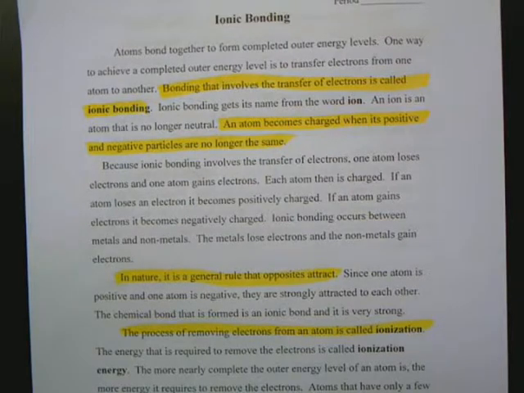You need to know that atoms become charged when the positive and negative particles are no longer the same. What's the positive particle in the atom? There's three pieces. Neutron, electron, proton. Which one is positive? Proton. Which one's negative? Electron. Which one is neutral? The neutron. So, when you lose or gain electrons, that's when you charge the atom.